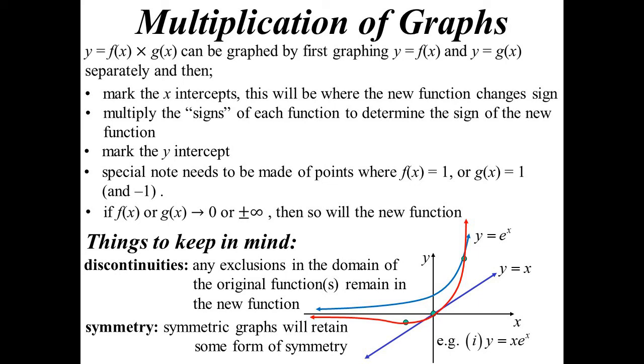Right? Odd times an odd will give you, no, it's even. Odd function times an odd function gives you an even function. Even times an even also gives you an even. Odd times an even, odd. So basically if it's the same type of symmetry, they'll multiply together to give an even function. If they're different types of symmetry, they'll multiply together to give an odd.